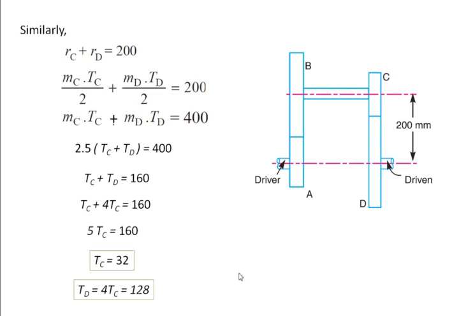So thus we have a gear ratio of 1:3 for AB and 1:4 for CD, and the number of teeth for A will be 32, for B it will be 96, for C it will again be 32, and for D it will be 128. It will satisfy the condition of center distance 200 mm, the given modules, and the given speed ratio of 12.